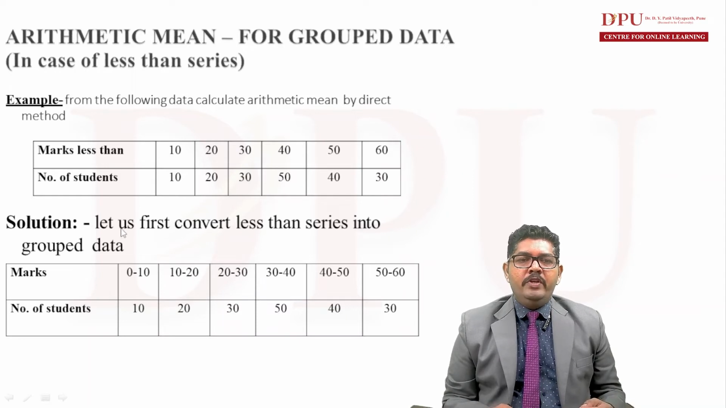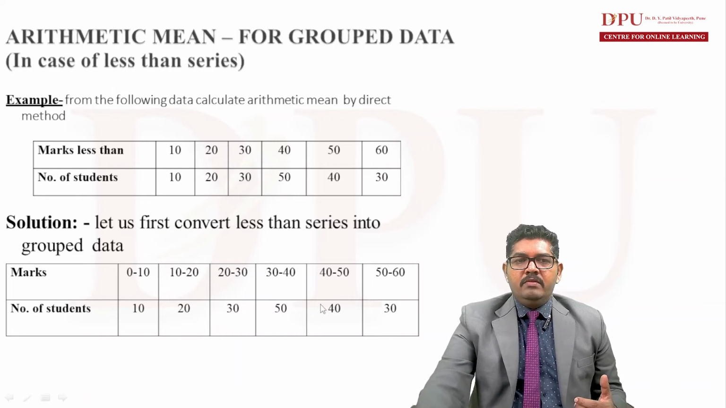So first of all, we need to convert these less than frequencies into classes. We know that 10 students got less than 10 marks, so the first class will be 0 to 10. As the first class is 0 to 10, the second class will be 10 to 20, 20 to 30, 30 to 40, and so on. The frequencies will remain the same here: 10, 20, 30, 50, 40 and 30.